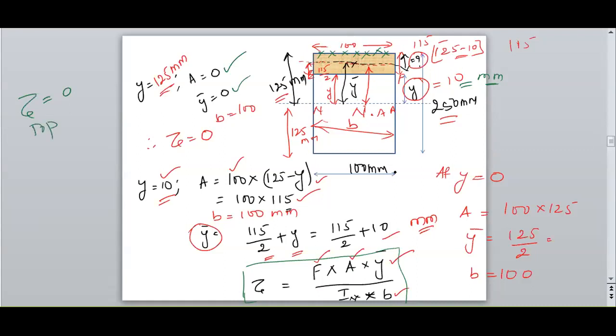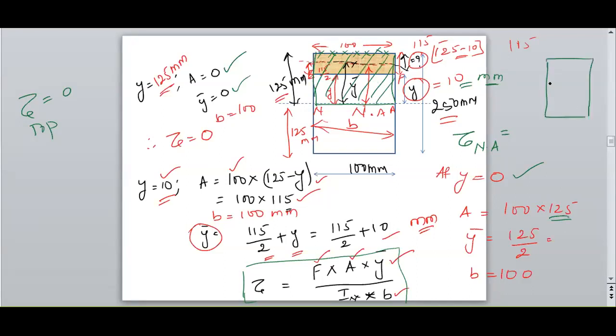Next, I need the shear stress at the neutral layer. That is the neutral axis, where y is equal to 0. Therefore, I need to consider the shaded area up to here. The area will be 100 into the depth, which is now 125. Next, I need to find the y bar for the shaded area.